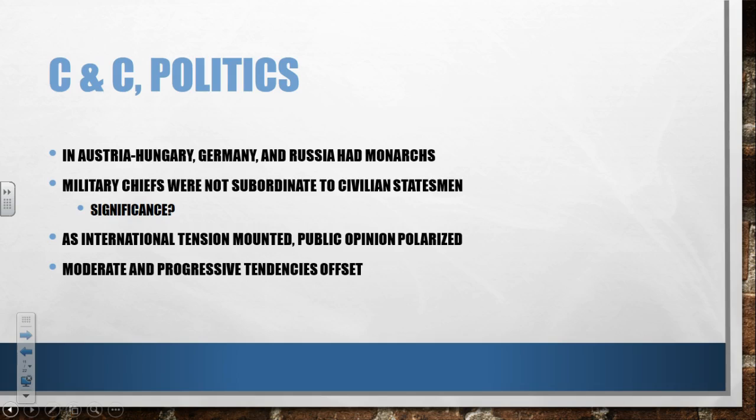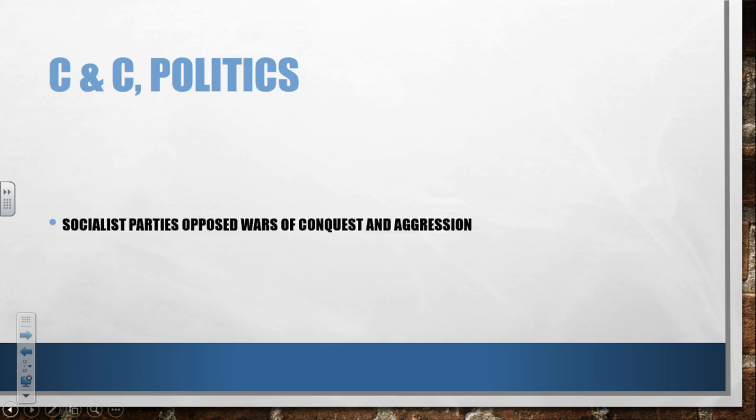Moderate and progressive tendencies, the more middle-of-the-line views, are going to be offset by nationalist and militaristic tendencies. Nationalism, you want to know what this word means? Nationalism is an intense pride in your country. You are American and you are proud to be an American, and if anyone tells you otherwise, you are going to punch them square in the face, okay? That is nationalism. Militarism is a belief that you need the biggest, the best, and the strongest military if your country is going to be the best. So we put a lot of emphasis and a lot of focus on the military and on their individual country.